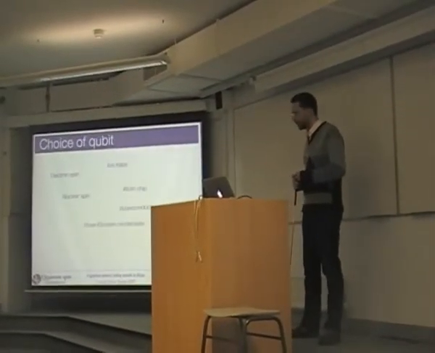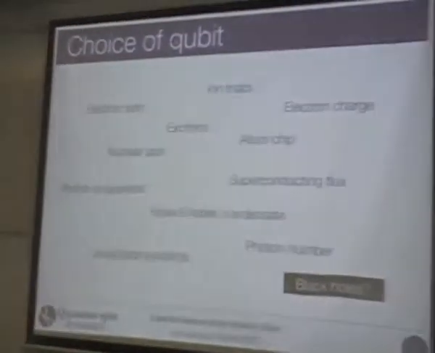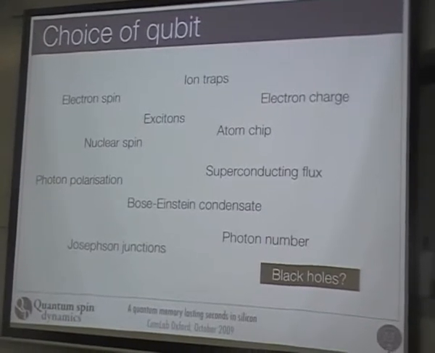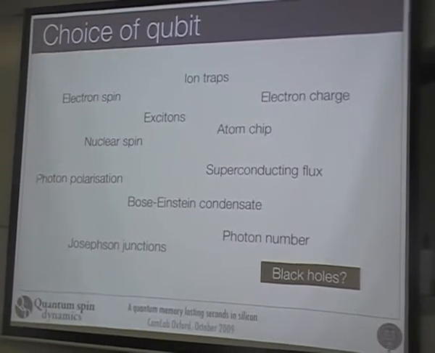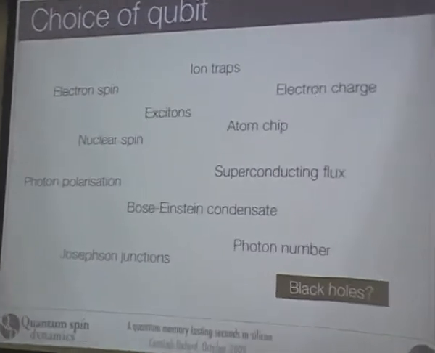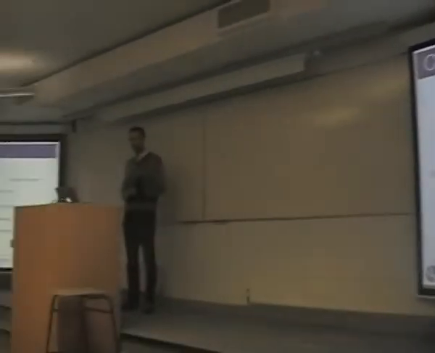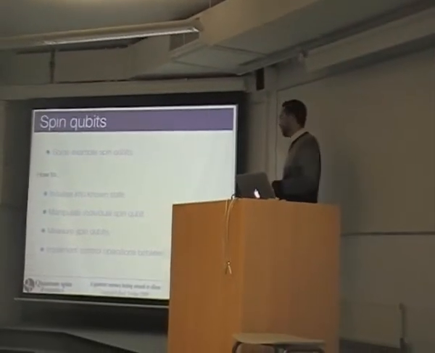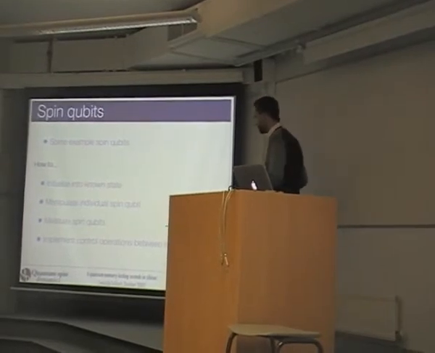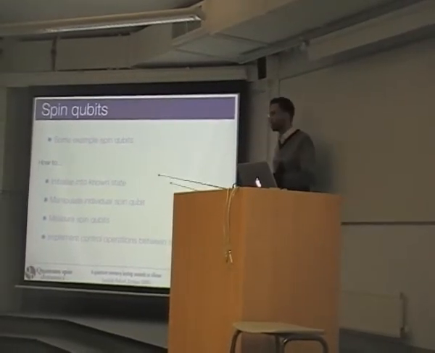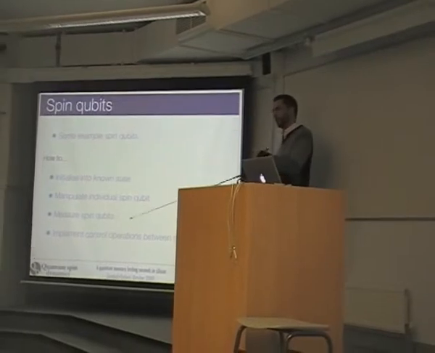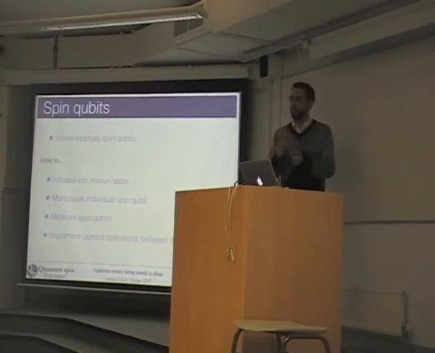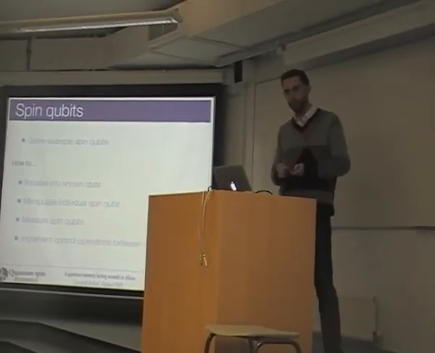We look instead at other kinds of systems: electron spins, nuclear spins, ion traps, and there are even some theoretical papers on the quantum information processing capability of black holes. But I'm going to focus in this talk on spin qubits. I'm going to give you some examples of physical systems which are being actively studied, and then try to describe some of the experimental tools that we use: how to initialize them into some known state, how they can be manipulated, how we can measure their state, and finally how they can be coupled together to perform some kind of multiple qubit operation.